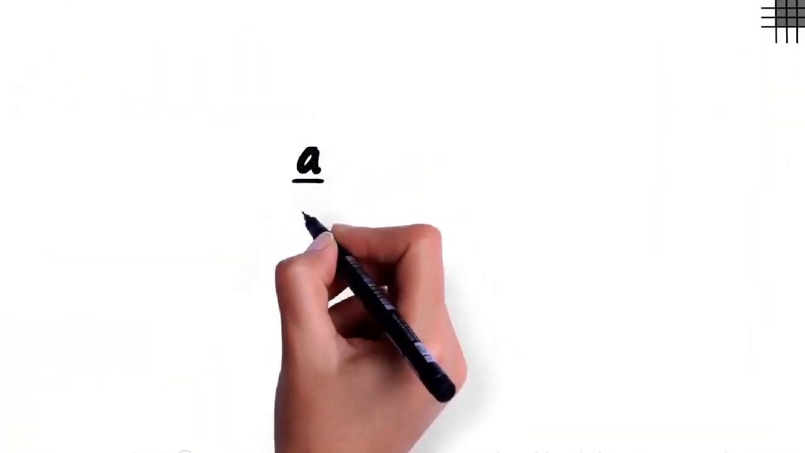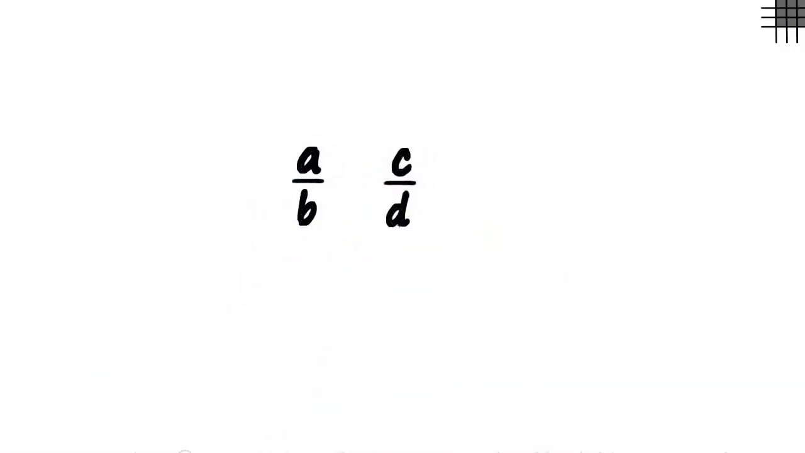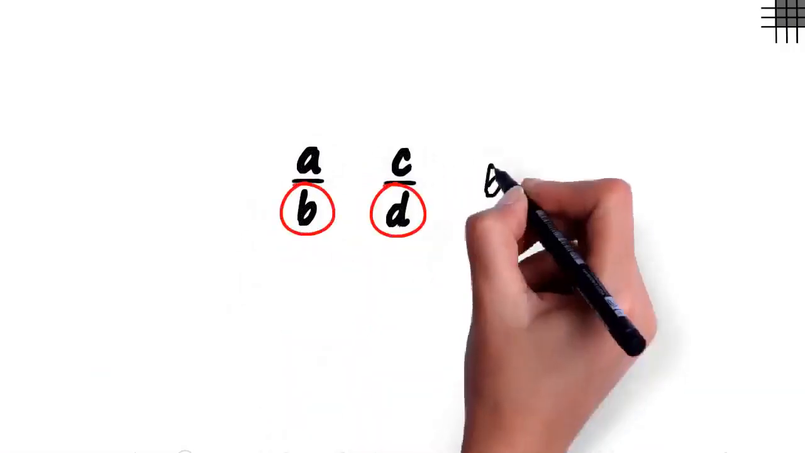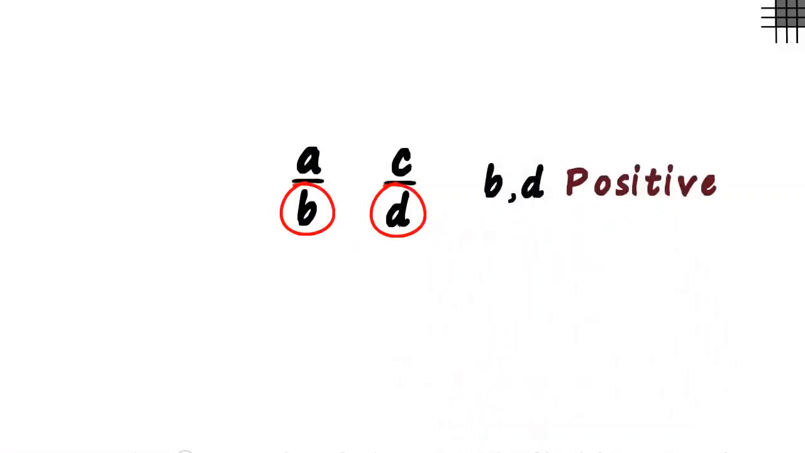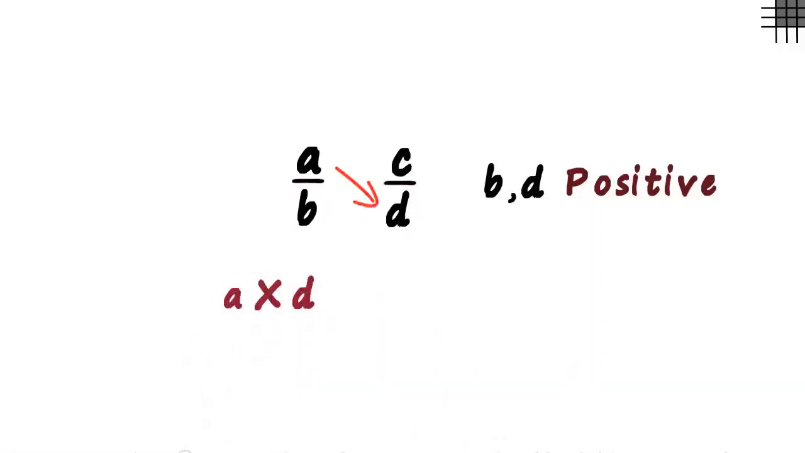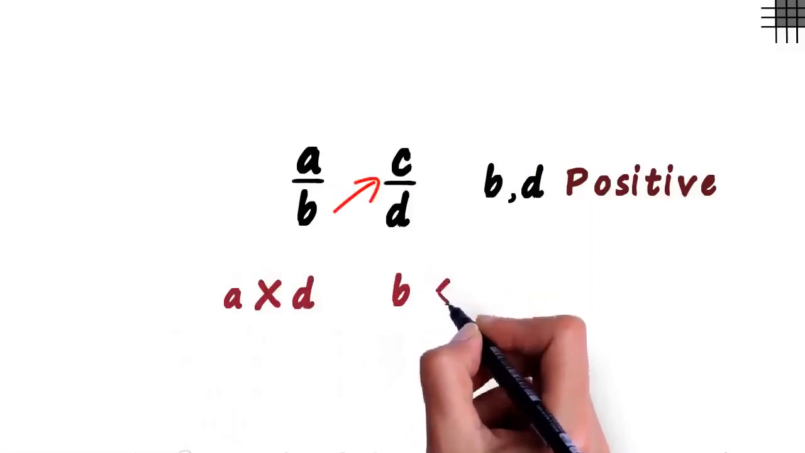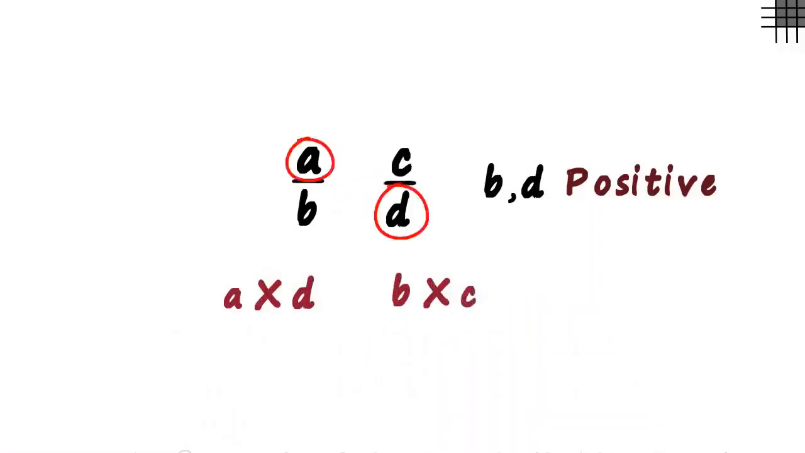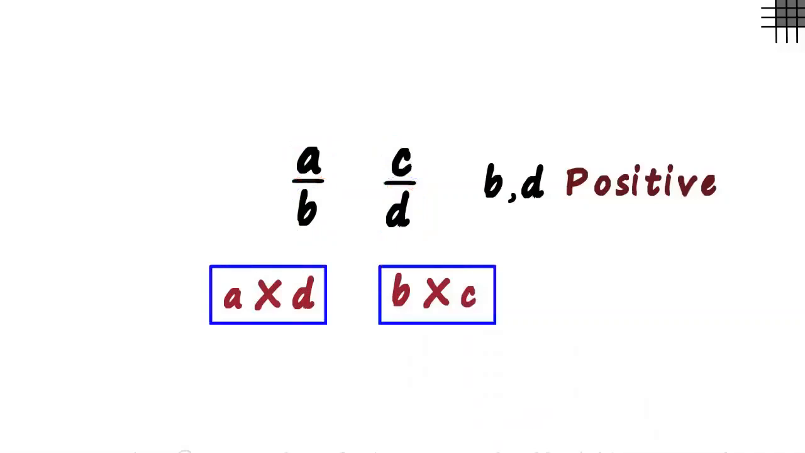Say we have two rational numbers, a by b and c by d. We assume that the denominators b and d are positive integers. To compare them, we just need to look at two products. First, the product of a and d, and second, the product of b and c. Product of these two and these two. But what do we do with these products? How do these two products help us compare the two rational numbers?